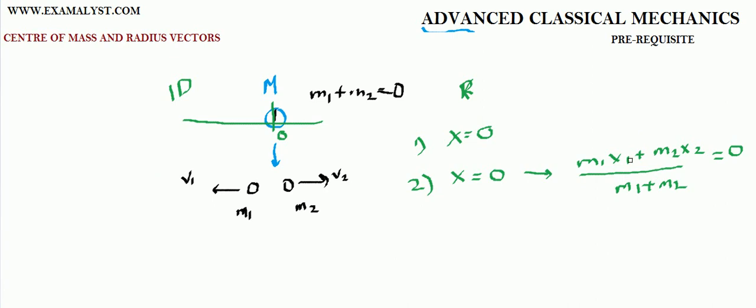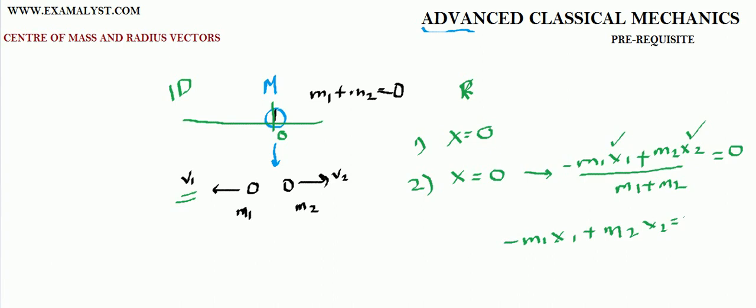Why? Because both are going in the opposite direction. One is going in the plus x direction and another is going in the minus x direction. So where should I put the minus sign? Your v1 is going in the negative direction, so I should put a minus sign here, and this will be a plus sign. Now it's okay, because v1 is going in the negative x direction, so my x1 will be negative, and v2 is going in the positive x direction, so my x2 is positive. So this equation leads to minus m1 x1 plus m2 x2 equals 0.